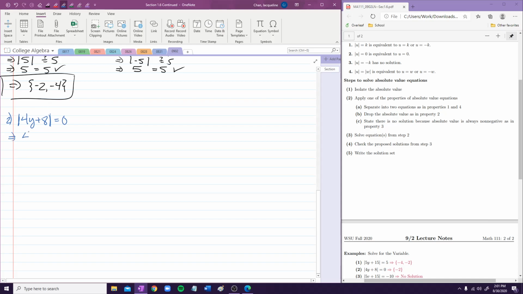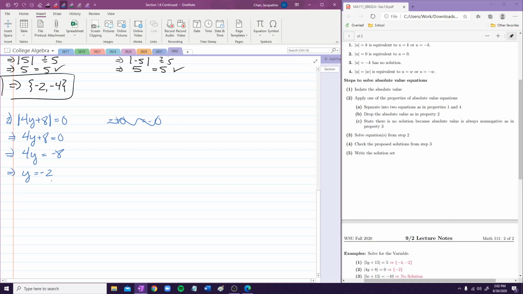So what does that mean? This is just 4y plus 8 is equal to 0. Because remember, even if you split it up, you'll get this is equal to positive 0, equal to negative 0. But what is that? That's just 0. Okay, so we just have to deal with one absolute value. Now we're going to solve for y. So this is 4y is equal to negative 8. And then we get y is equal to negative 2.